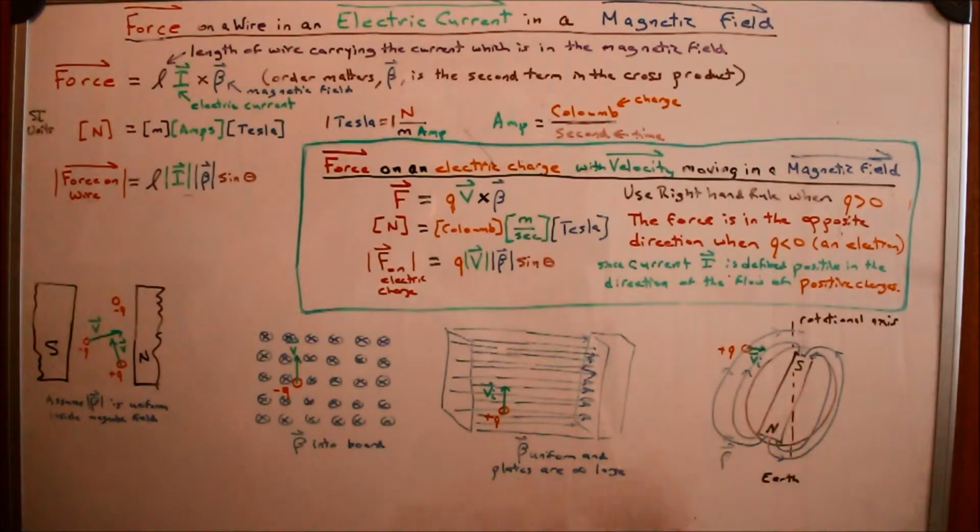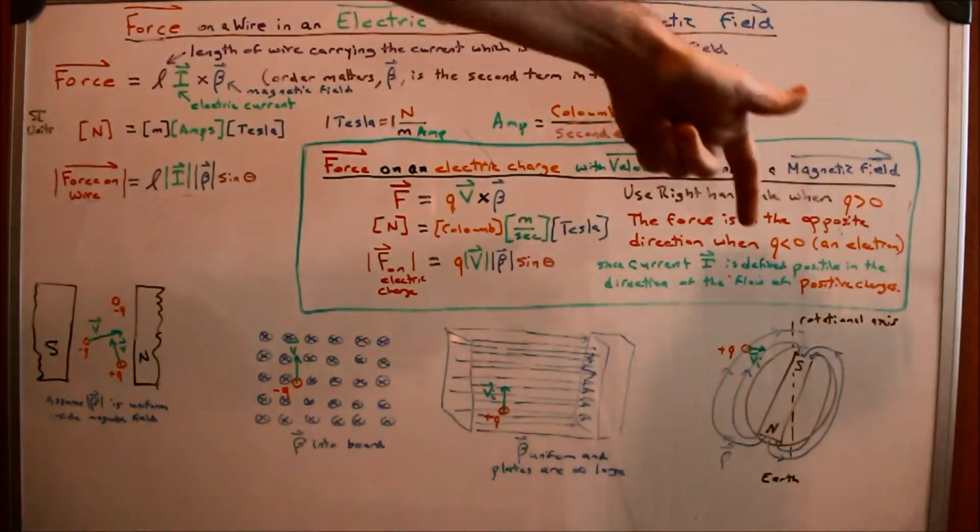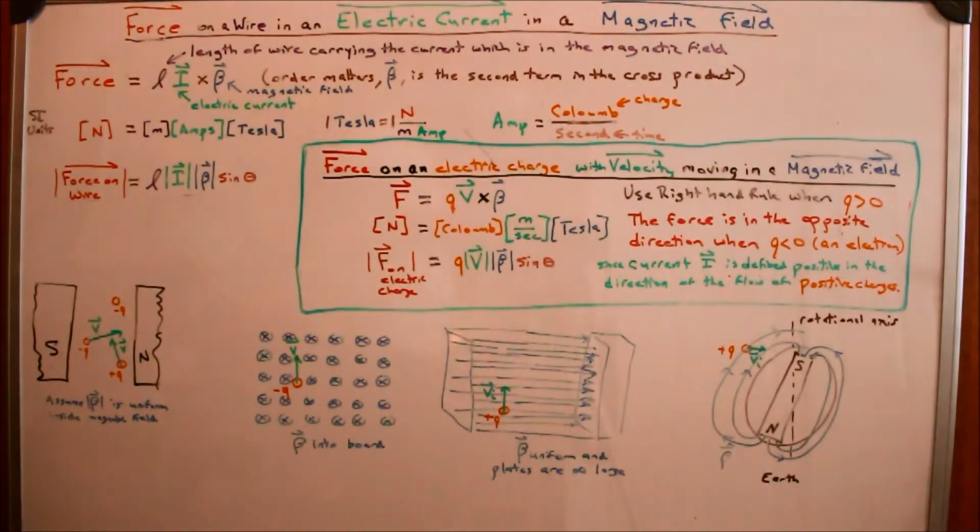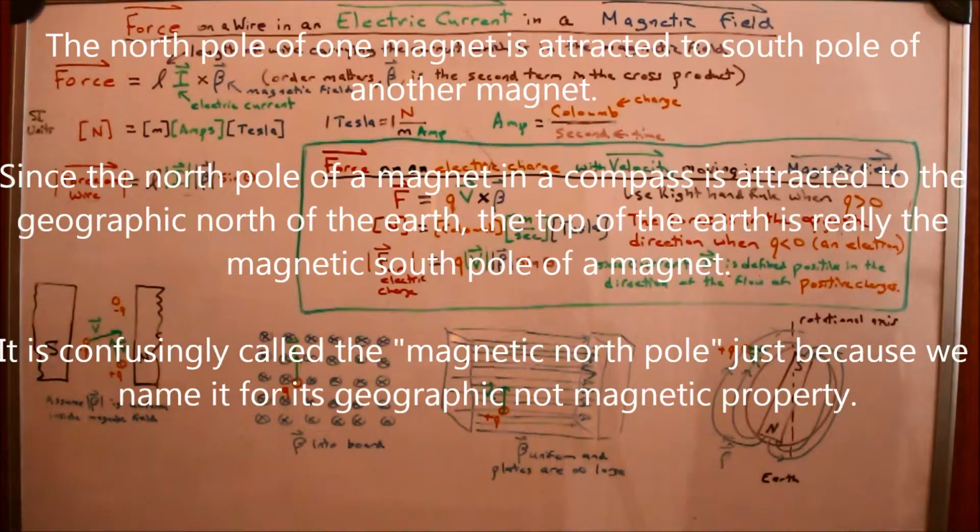This one is kind of similar to this, but we have the Earth. The Earth actually has the north geographic pole, and the Earth's tilted, but essentially the Earth has a magnetic field.